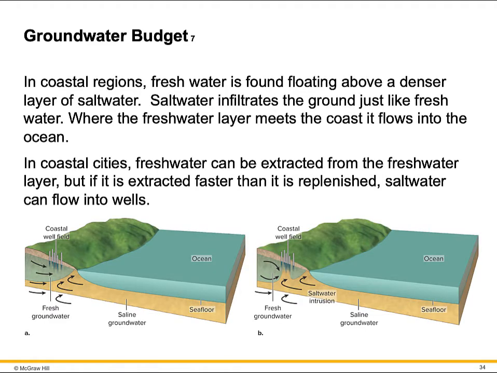How does groundwater interact with oceans? In coastal regions, fresh water is found floating above a denser layer of salt water. Salt water infiltrates the ground just like fresh water. Where the freshwater layer meets the coast, it flows into the ocean. In coastal cities, fresh water can be extracted from the freshwater layer, but if it is extracted faster than it is replenished, salt water can flow into the wells.